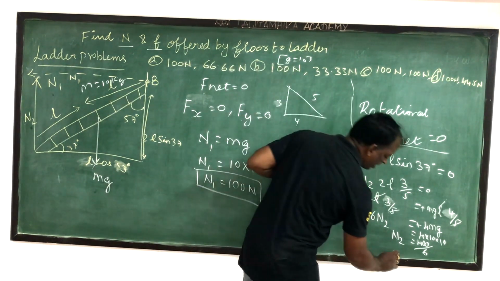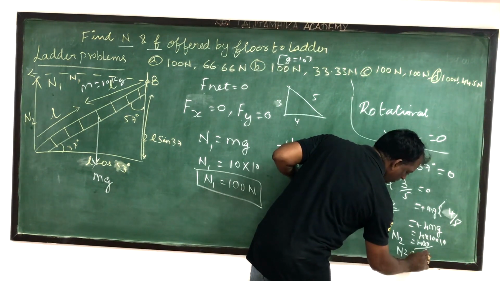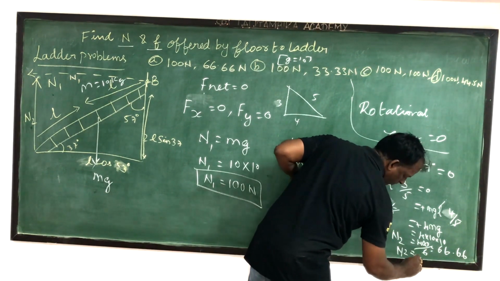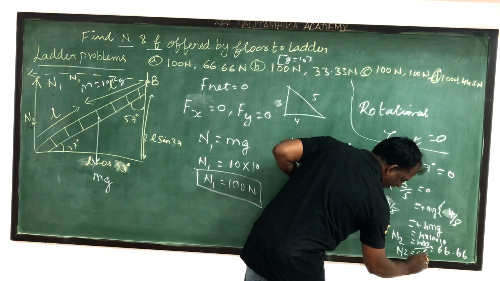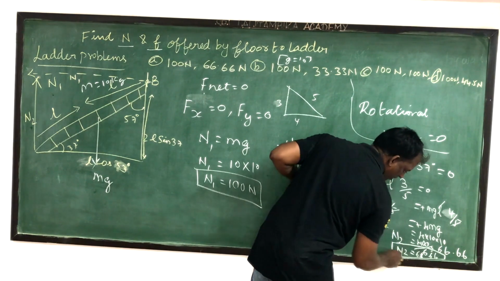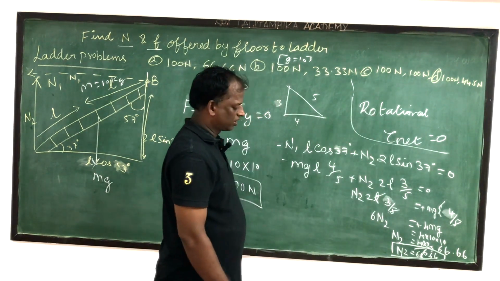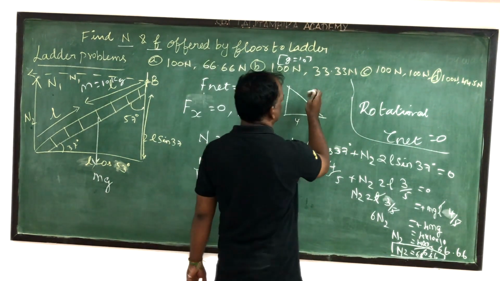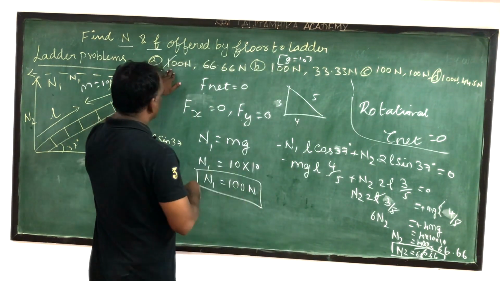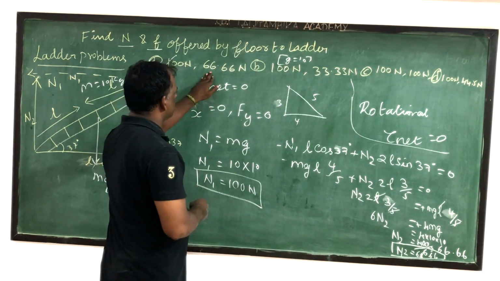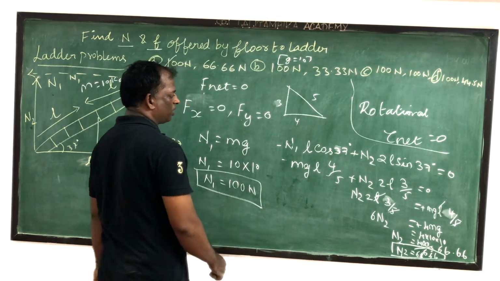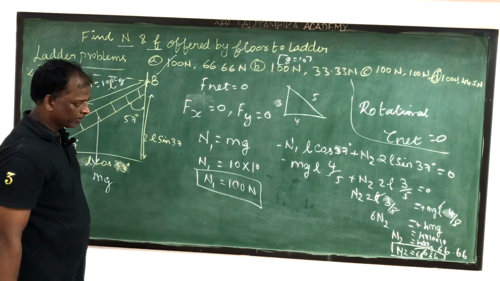Then what is the value of N2? N2 is equal to 66.66. So this is the value of N2, 66.66. So where is the value of N2? It is option A. So 100 Newton and N2 is equal to 66.6 Newton. This is how we have to find the value of N2.